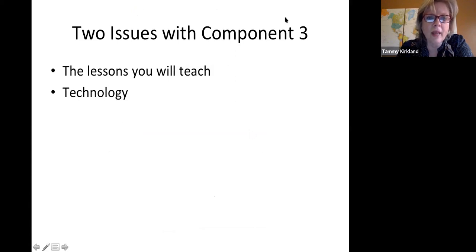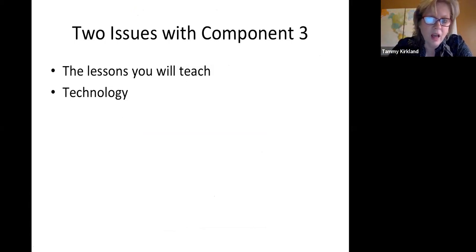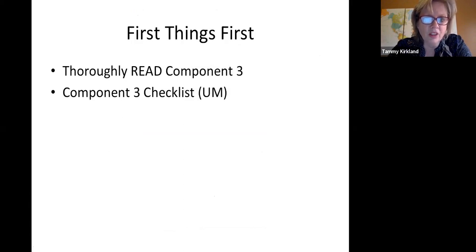Okay, 2 issues with component 3. There are two main issues: the lessons you will teach and how you will teach them, and technology. For anyone that has started on component 3 yet, you know, you can work really hard and have phenomenal lessons planned. But if your technology fails you and you do not practice ahead of time, you may end up having to re-video. So we're going to talk about both of those things tonight.